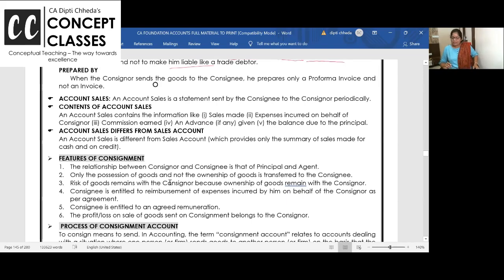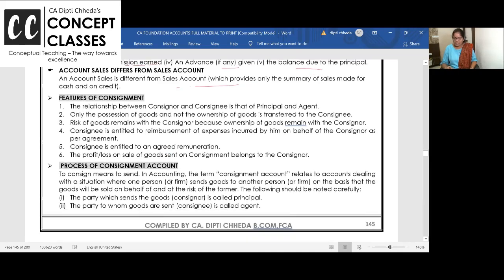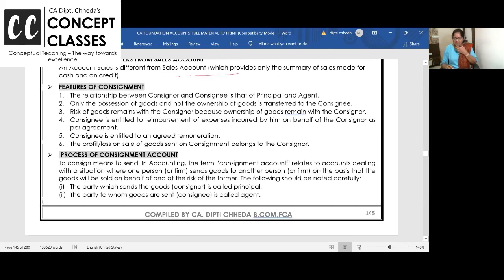Account sales. Account sales is a statement given by consignee to consignor. Sales made, expenses incurred, commission, advance, and balance. Account sales differ from the sales. Okay, right. Consignor, consignee relationship and expenses.